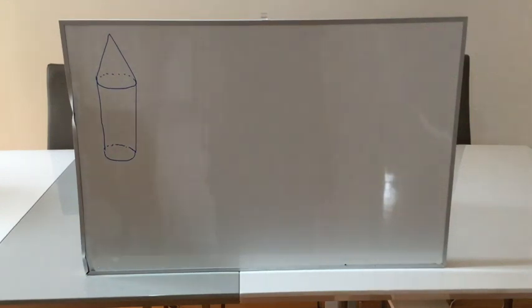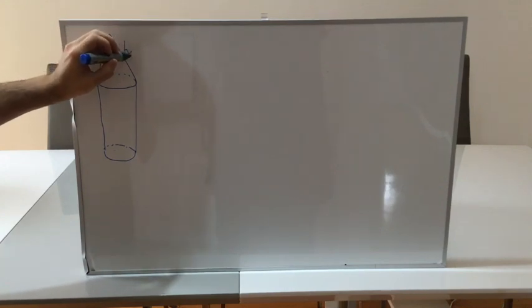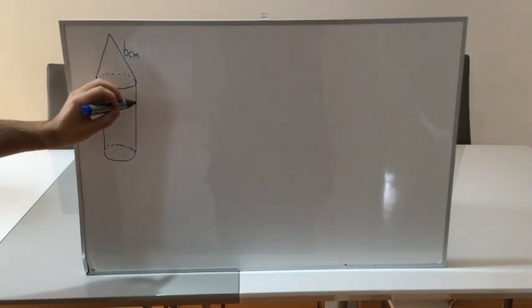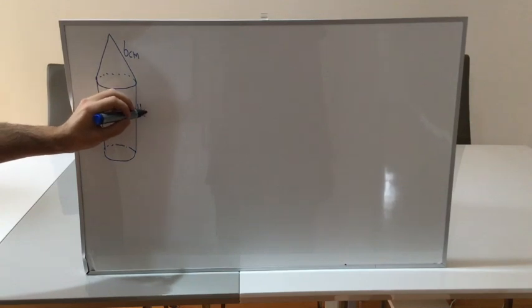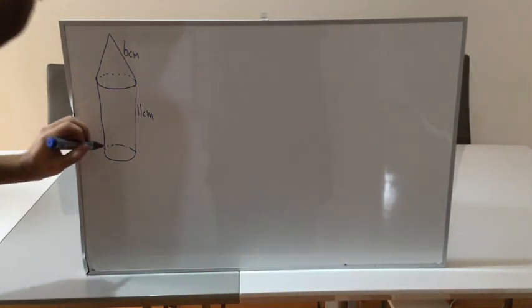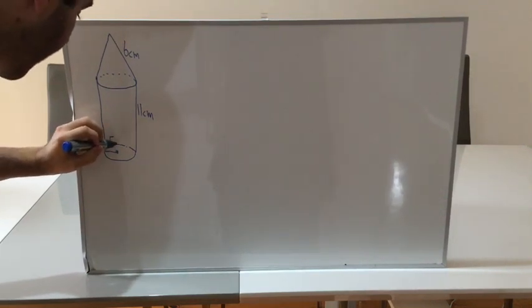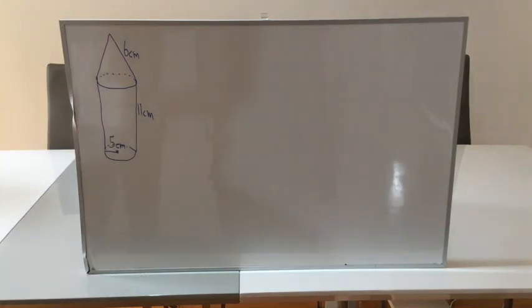All right? That slant there, that is 6 centimeters. That distance there is 11 centimeters. And the radius across the bottom is 5 centimeters. Label it the same, please.